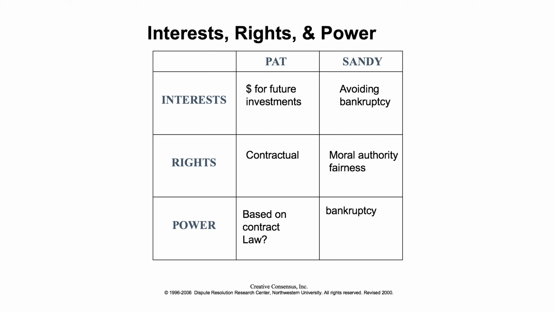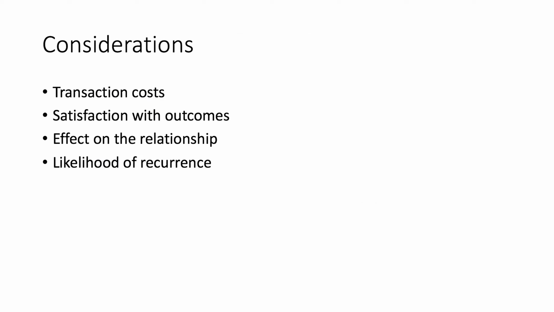So other considerations, the things that you want to think about within this particular negotiation. We talked about transaction costs, the satisfaction with the various outcomes, effects on relationship, and the likelihood of a recurrence of the various outcomes. Some of you are concerned about how this happened, why this happened, and could this happen in the future, and what does that mean for your relationship with Pat or Sandy, right?